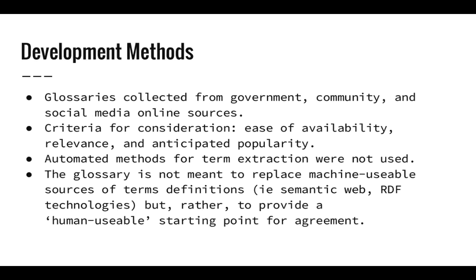So what we did was look at a wide range of glossaries from government, community, and so on. The criteria were ease of availability and relevance. We did not use automated methods for extraction, and it's important to realize that the glossary is not meant to replace machine-usable sources of terms, for example, RDF technologies.